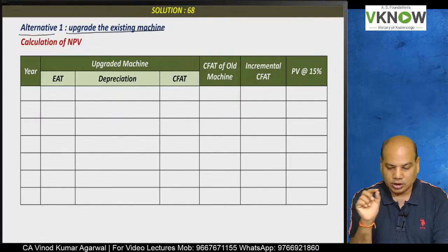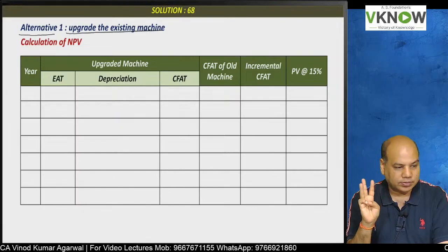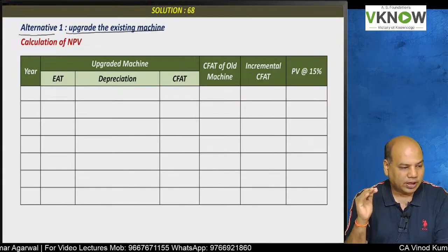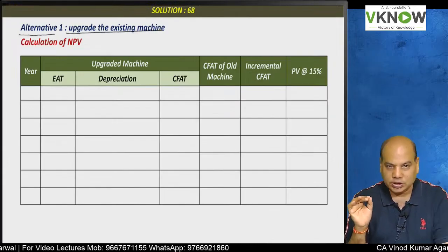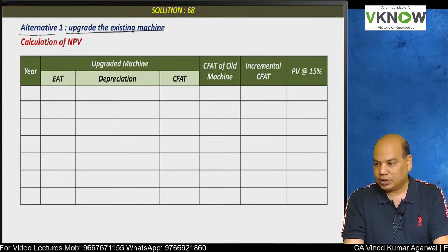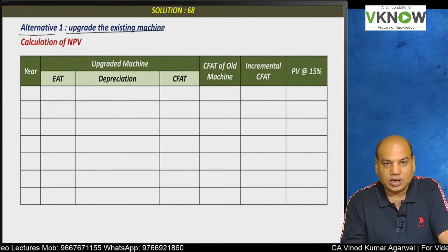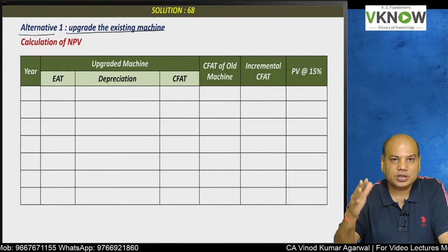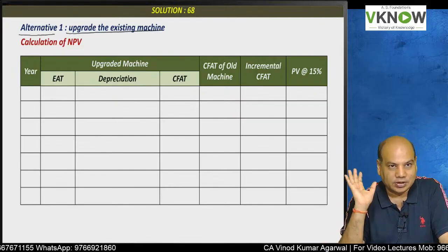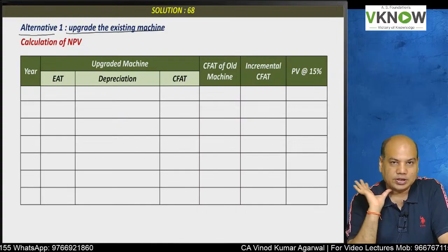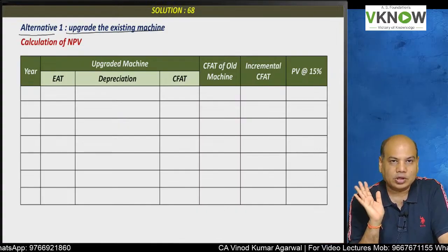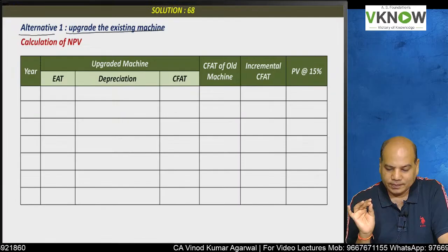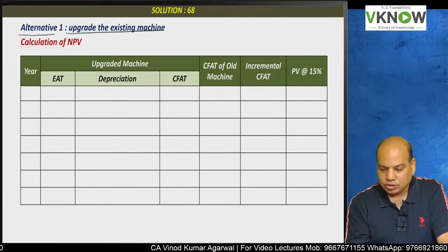Year, then write down upgraded machine, 3 columns. Under upgraded machine you write down 3 columns: earning after tax, or you can write PAT, profit after tax, depreciation, CFAT. Depreciation will be added back. Earning after tax means all expenses, depreciation, and tax have been deducted, so I just need to add depreciation. Earning after tax means all cash and non-cash expenses have been deducted. Compare it with the CFAT of the old machine.